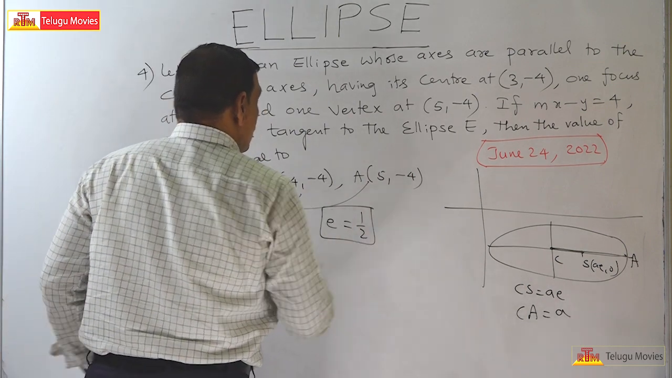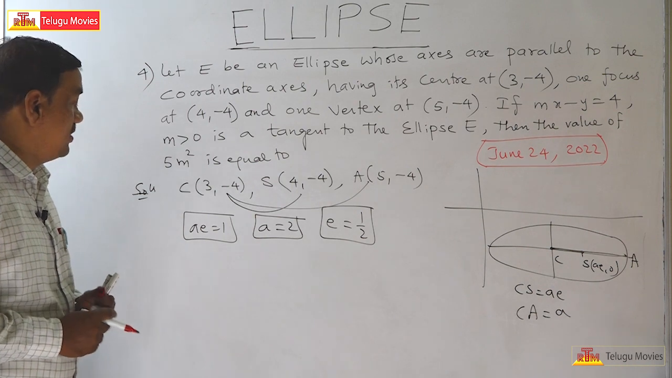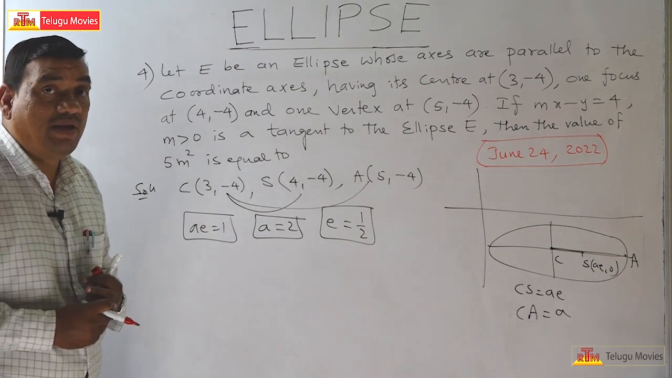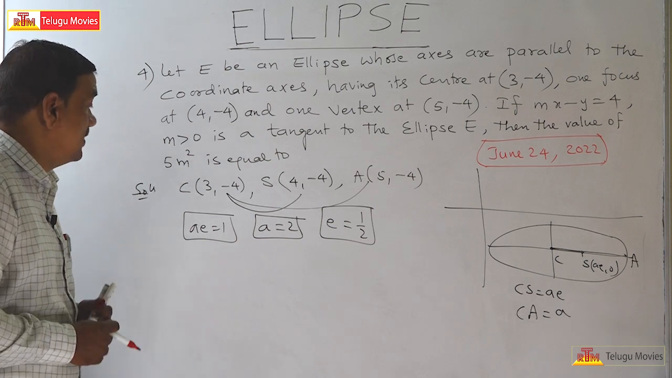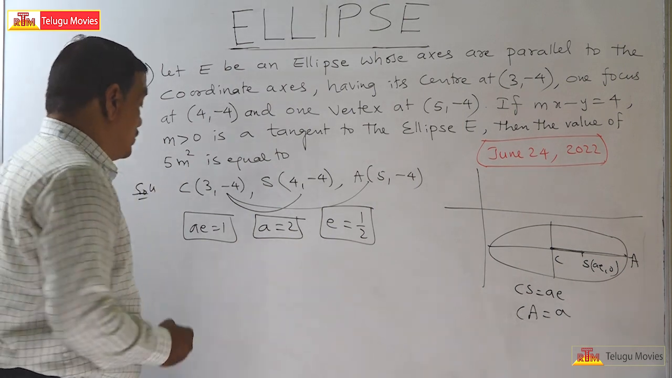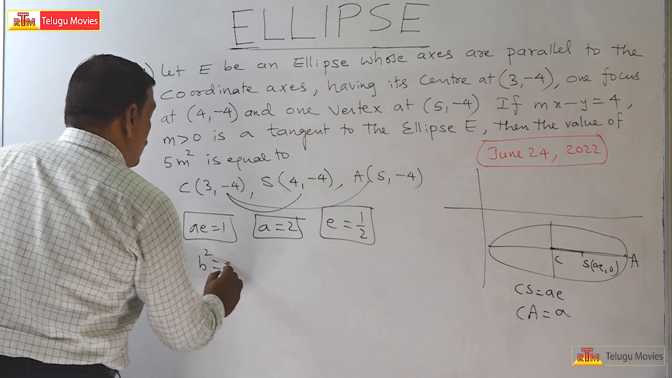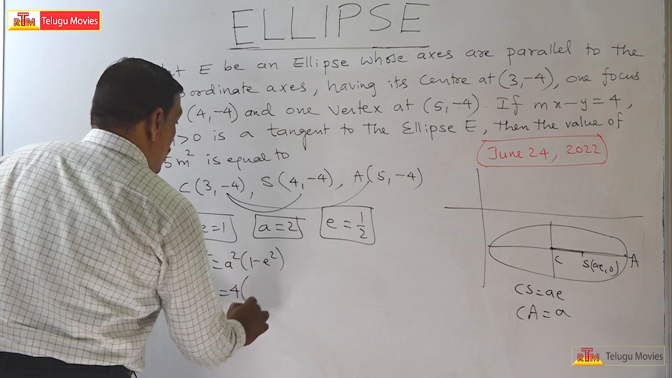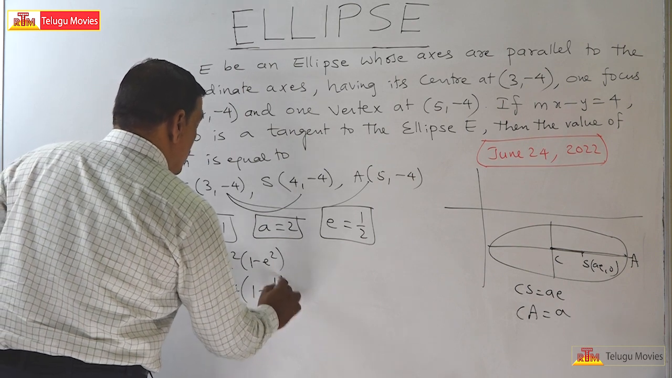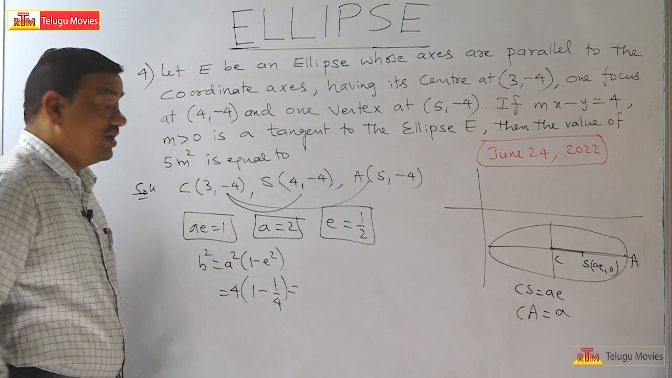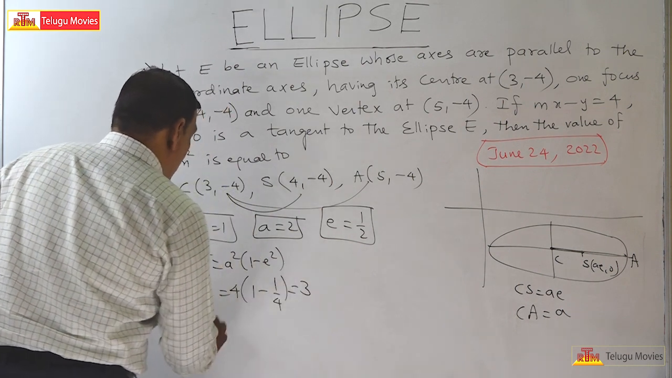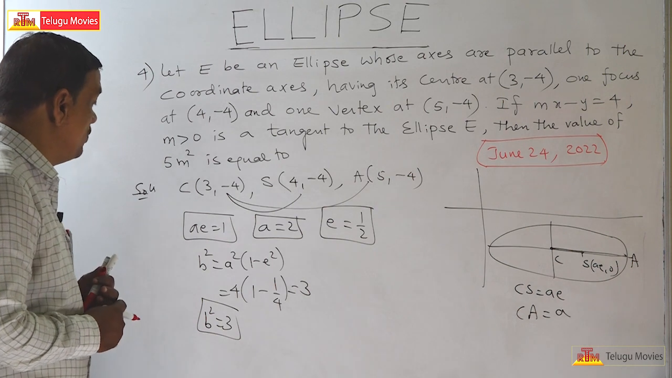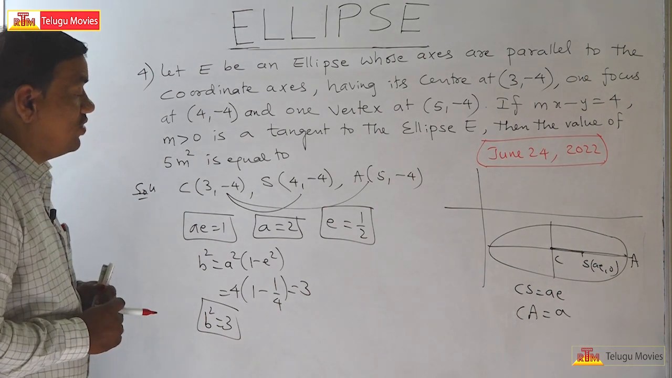So you got the eccentricity, you got the A value, the semi-major axis length. Let us find out the B value also. Therefore, B square is equal to A square into 1 minus E square. A square value is 4, 1 minus 1 by 4. So this is equal to 4, 4 will cancel, 4 minus 1, 3. Therefore, B square value is 3. So your B square value also we got.